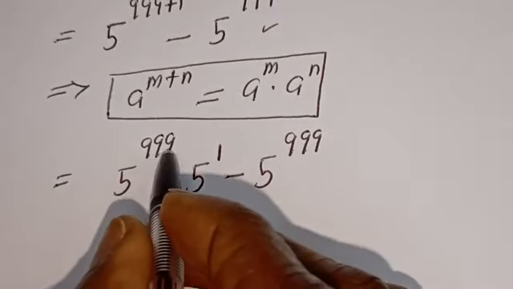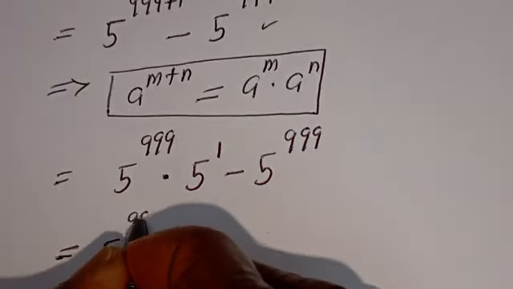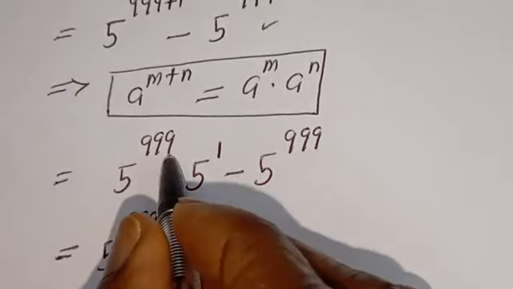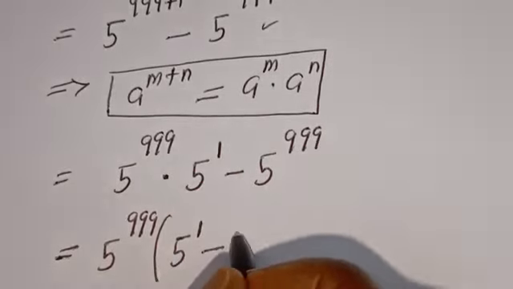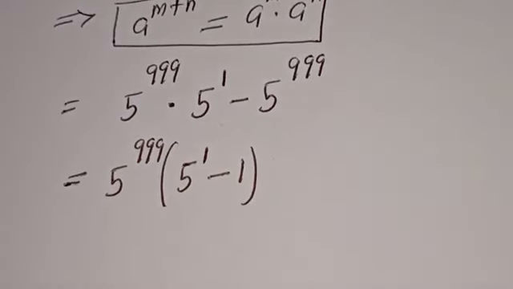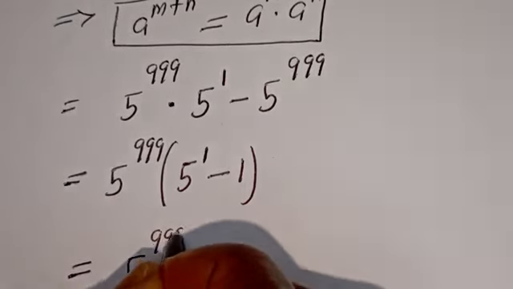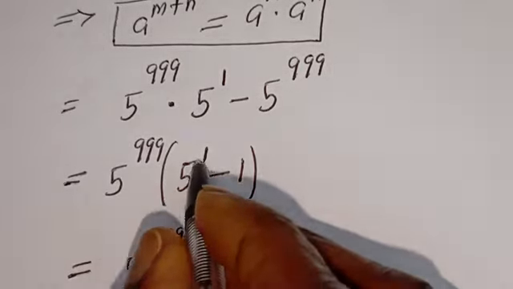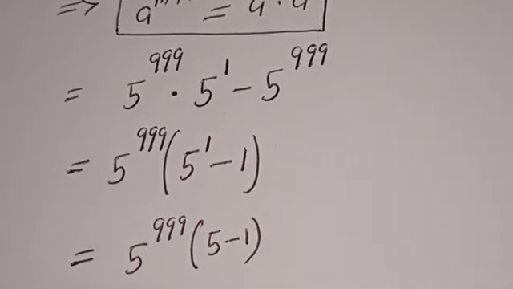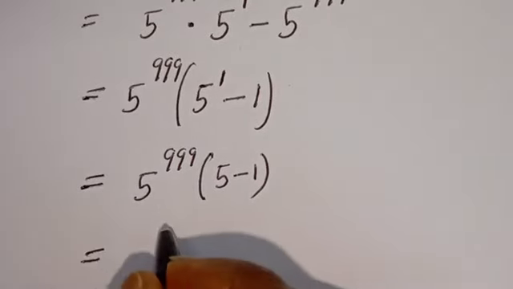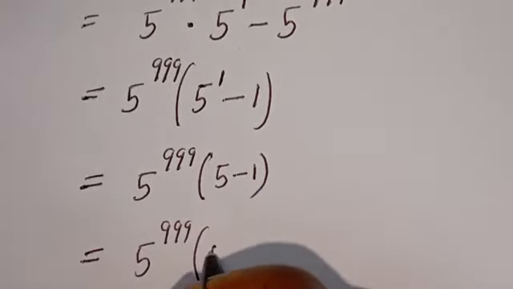Now 5 to the power of 999 is common. Let's bring it out. We have 5 to the power of 999 bracket. If you divide this by this, we have 5 to the power of 1 minus, if you divide this by this, we have 1, equal to 5 to the power of 999 bracket 5 to the power of 1 is 5 minus 1. Here is 5 to the power of 999 bracket 5 minus 1, that is 4.